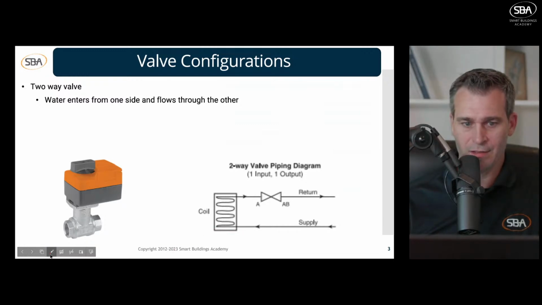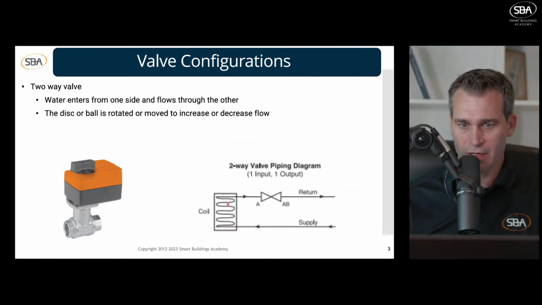As we can see in this example, water is going to enter through the supply, go through our coil. This can be a chilled water or heating water coil, or even a steam coil. And it's going to exit out of there, enter one port and leave out of one port. Enters port A, leaves in AB.